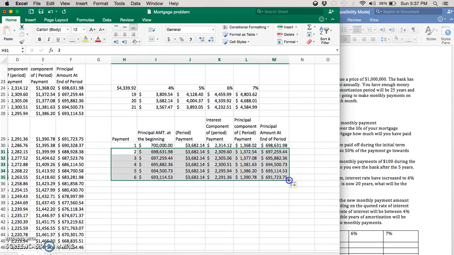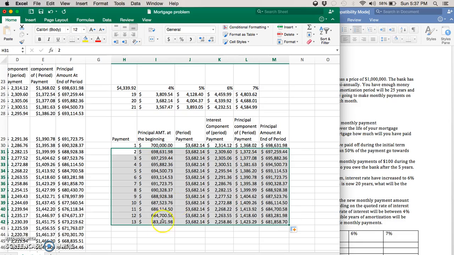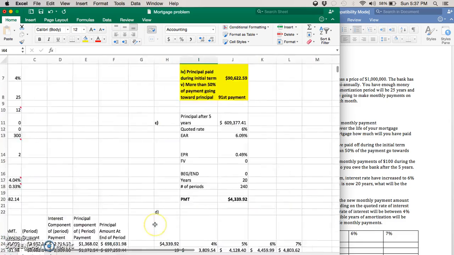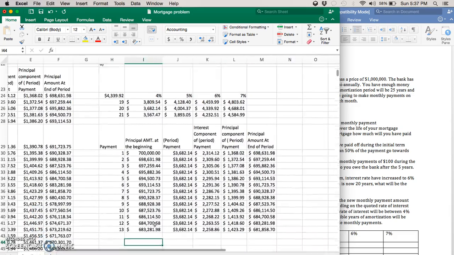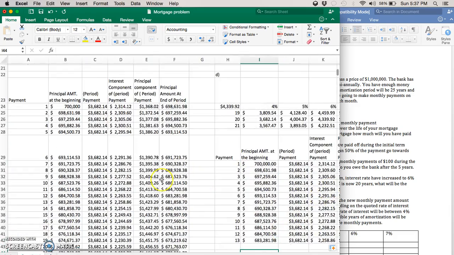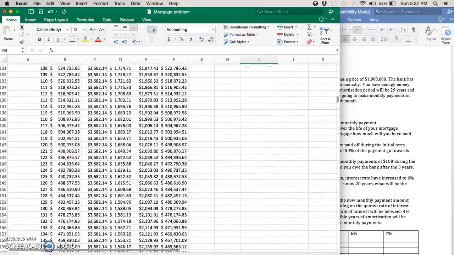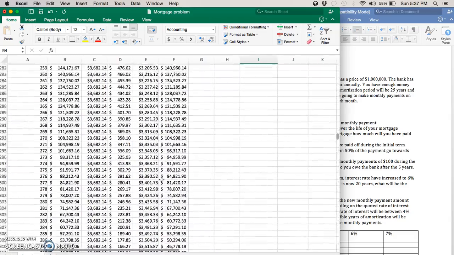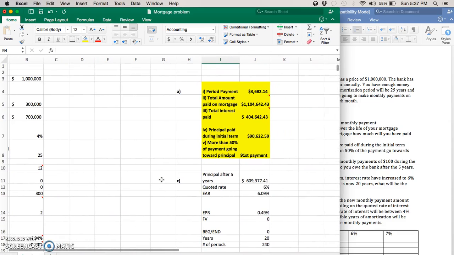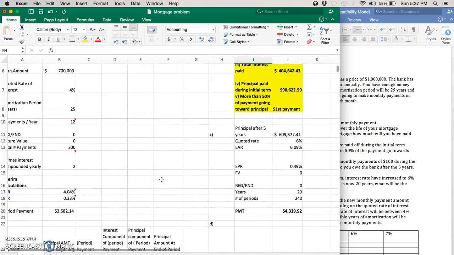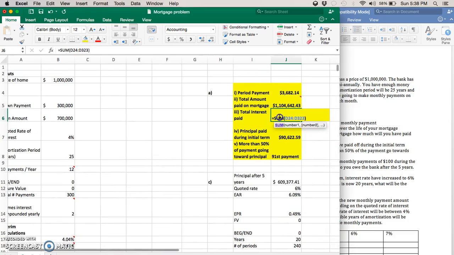So what you would do now is drag it all the way down to the 300th payment, because it is a 25-year mortgage and there are 300 periods in that mortgage. So once you're done, your table should look something like the one I have on the left-hand side here, all the way down to 300. And then from that, you can figure out the total interest paid over the life of the mortgage by simply using the sum function in Excel.